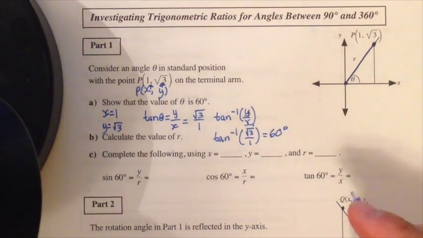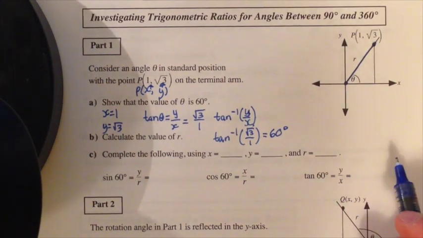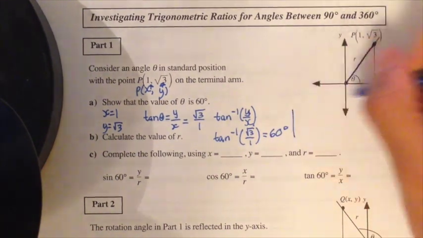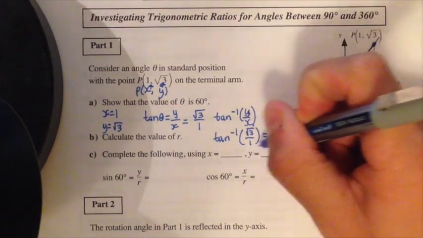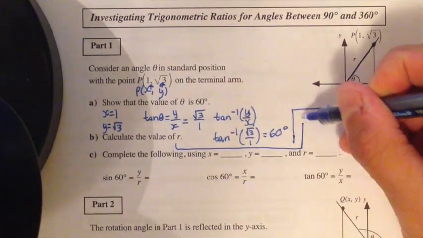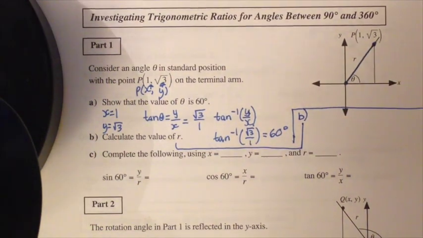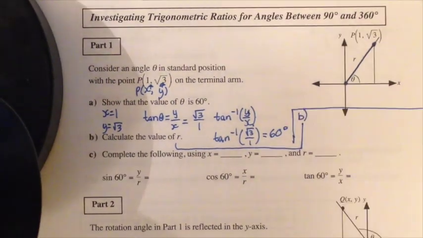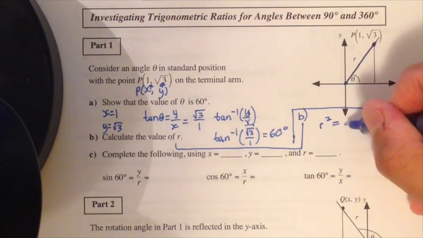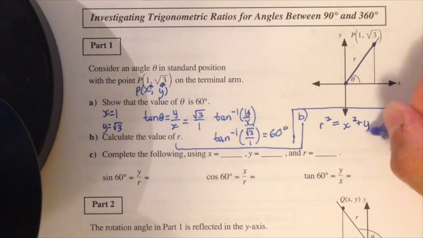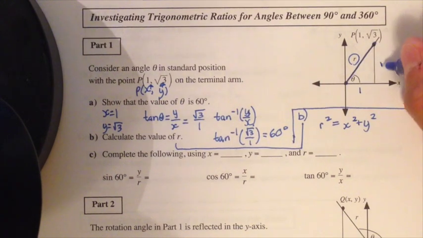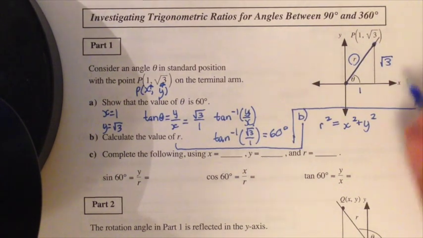We needed to prove that theta is equal to 60 degrees. Now what we need to do is calculate the value of r. I'm just going to square this off, and I'll do the second part of this question, b, over here. Alright, so this is question b. I need to calculate the value of r. We're going to do so by using our Pythagorean theorem. r squared is equal to x squared plus y squared. I'm looking for my r value.